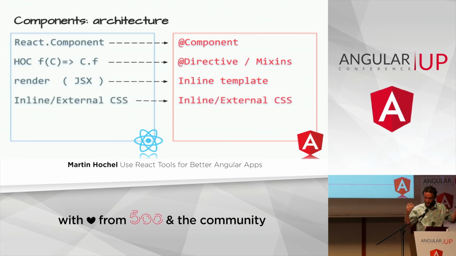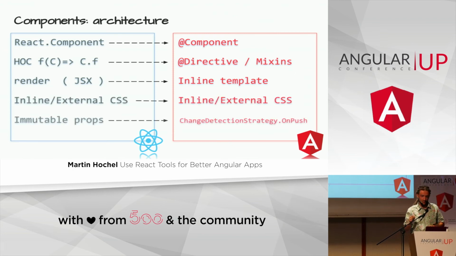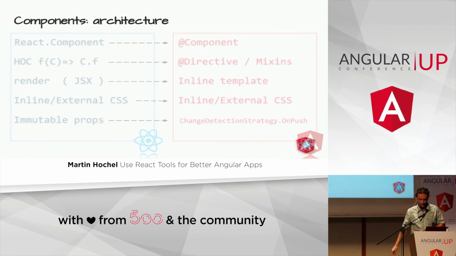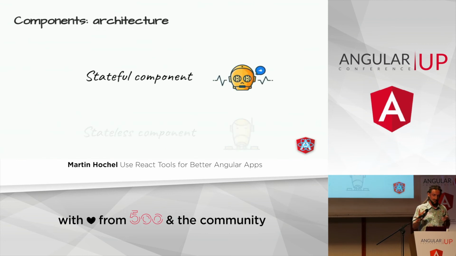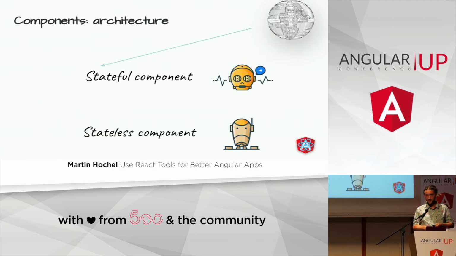CSS, really up to you what you want to use. And the really important thing, React has immutable props by default. What does it mean? The component re-renders only if you change some prop or internal state. And you can achieve the same with Angular by configuring the change detection strategy to OnPush. So again, just different syntax, but same principles. And there is also this stateful and stateless component pattern. There are billions of articles on the internet. You can look it up. I highly recommend the one from Dan Abramov.